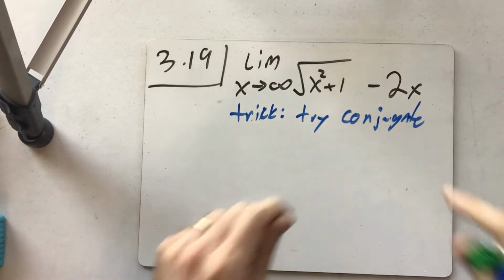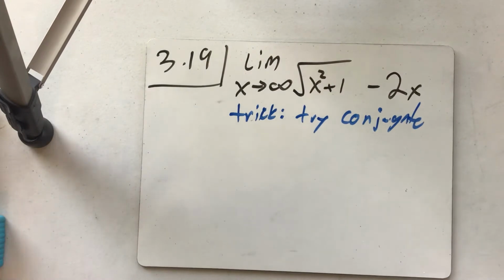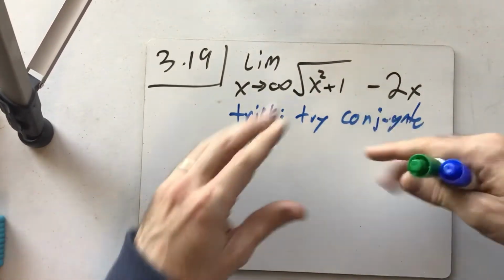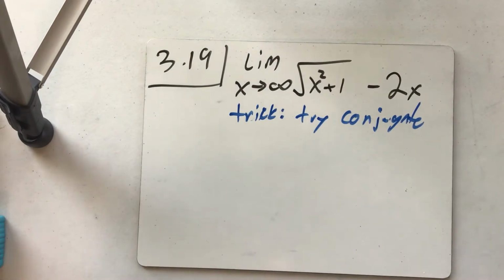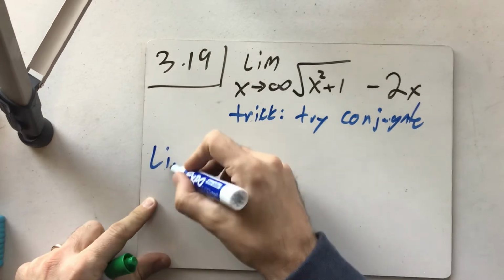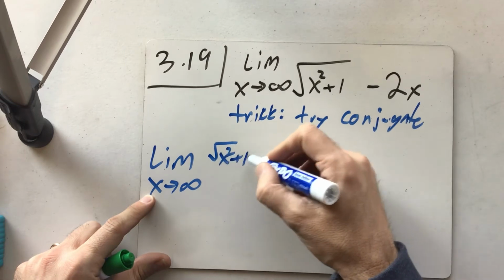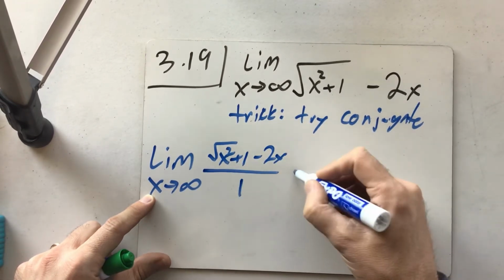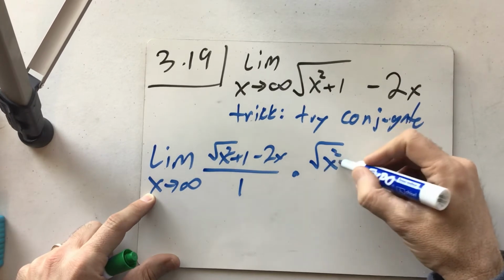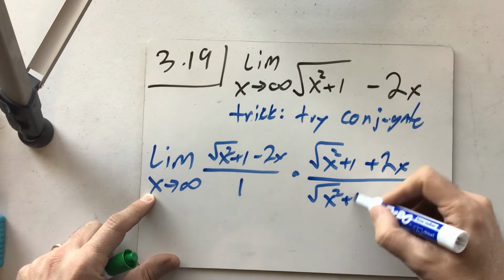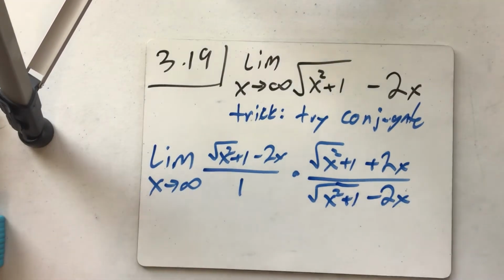In general, subtraction is hard to do with limits, so we convert it to either multiplication or division. You can convert it to multiplication by factoring, convert it to division by multiplying by a conjugate. So these are the general things that we try. In this case, we're going to multiply by the conjugate. And so I'll have the limit as x goes to infinity of the square root of x squared plus 1 minus 2x over 1 times the square root of x squared plus 1 plus 2x divided by the square root of x squared plus 1 minus 2x.